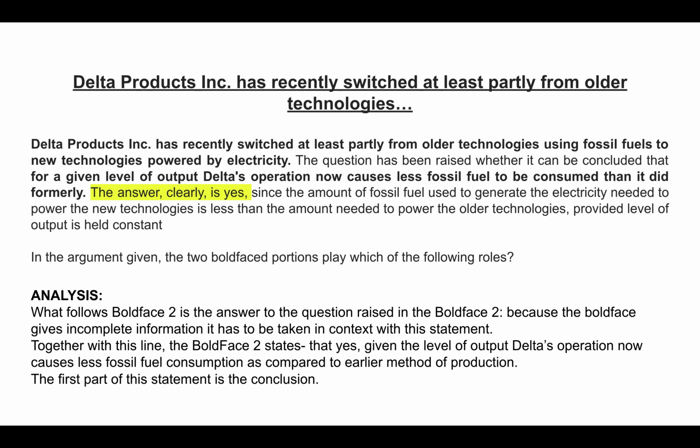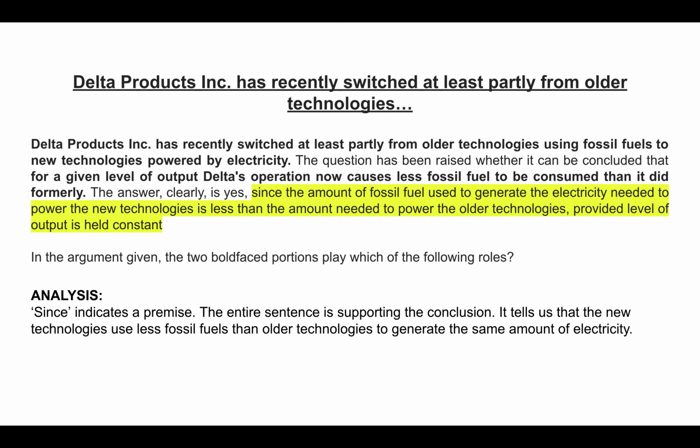Now, the background for this is in the coming lines where we see the word since. Since indicates a premise. This gives us the reasoning as to why, rather how, Delta's operation is now using lesser fossil fuels.